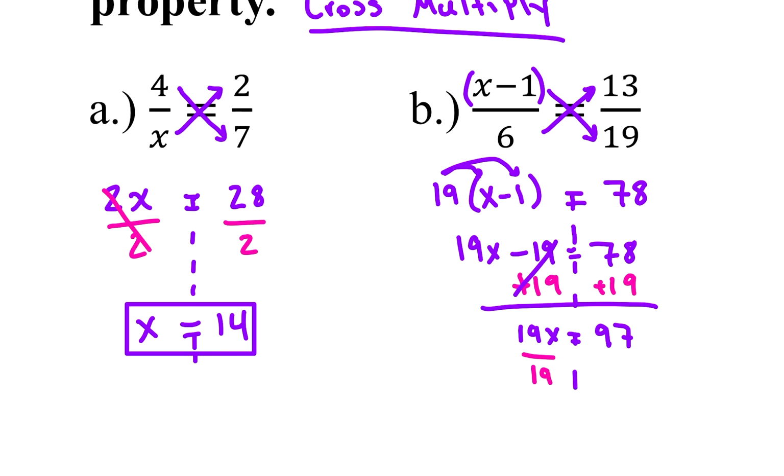And now I can go ahead and divide both sides by 19. That is going to cancel here. And I get a decimal. I didn't realize I had decimals, but apparently I do, and that's okay. Pull out my calculator here. That's not one I can do in my head. 97 divided by 19 is 5.1. So x equals 5.1.